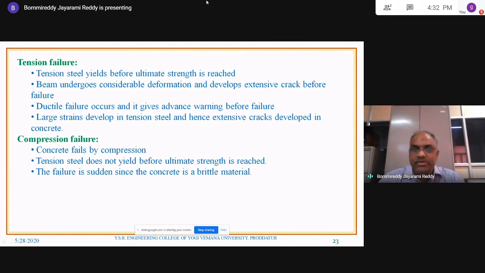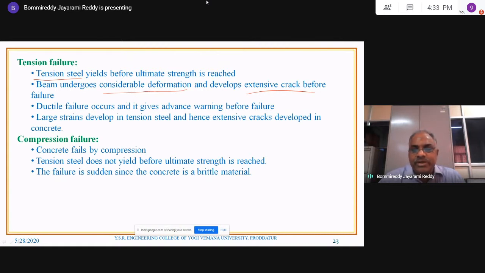Now what is tension failure? I already told you, but anyway, let us have a small discussion. Tension steel yields before ultimate strength is reached. So first tensile steel yields, then the beam undergoes considerable deformation, because steel fails only by giving proper, considerable deformation, and because of this deformation of steel, extensive cracks will be there in concrete before failure.